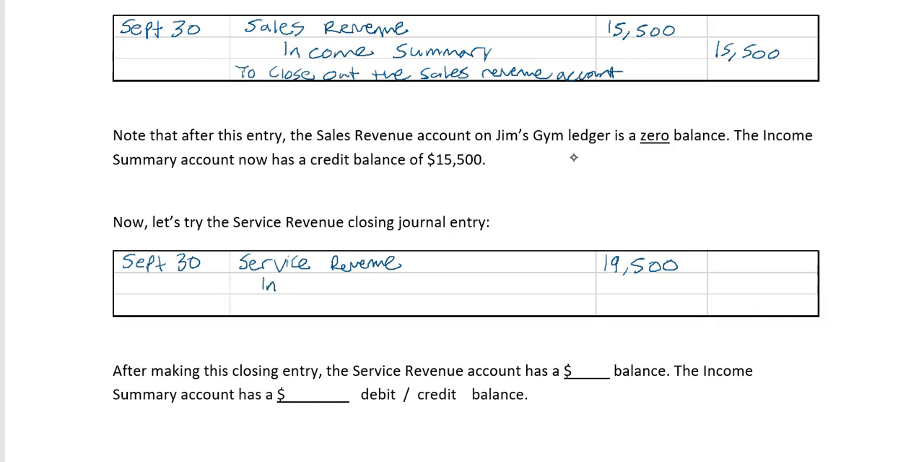And we're going to add it all to income summary. And again, a brief description: to close out the service revenue account.